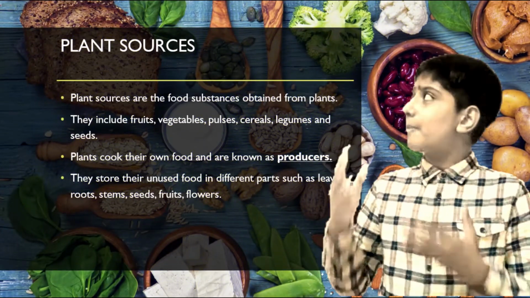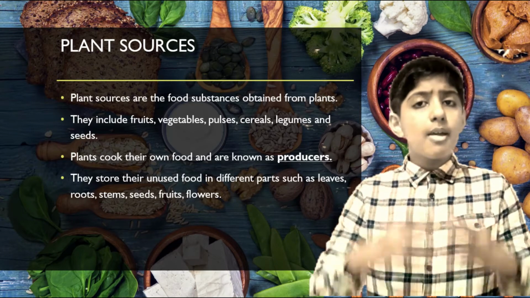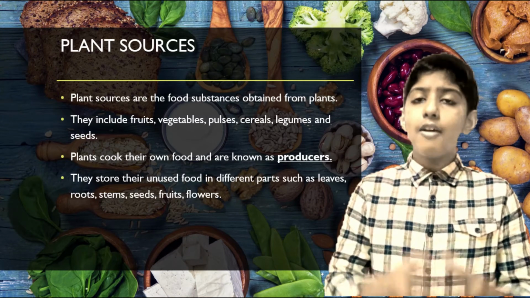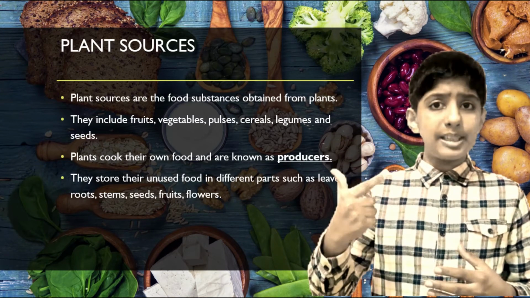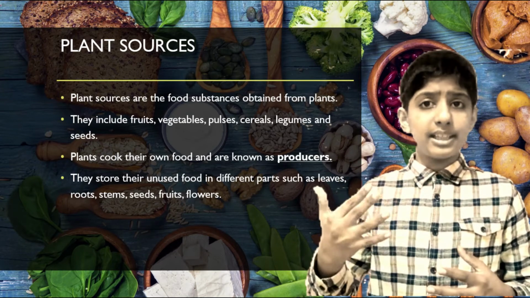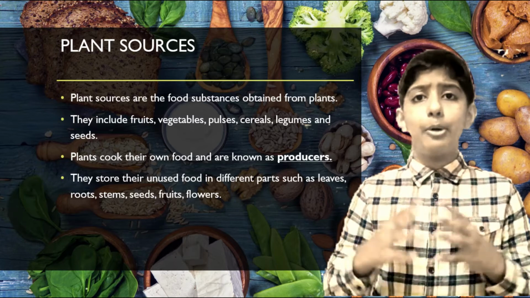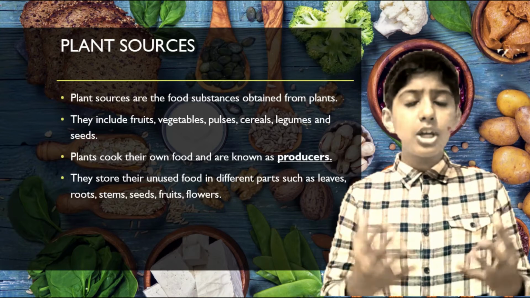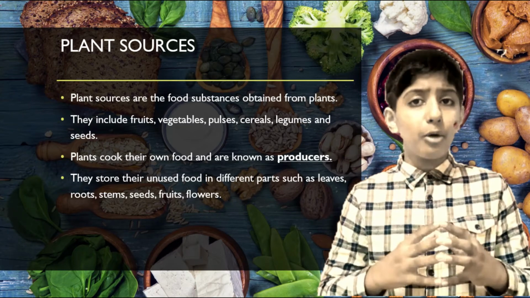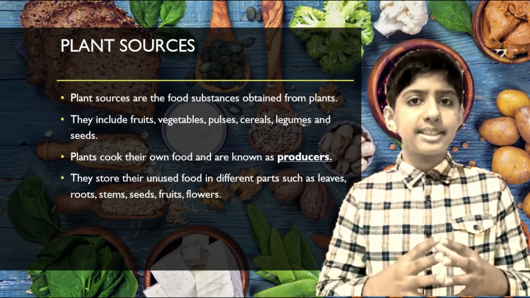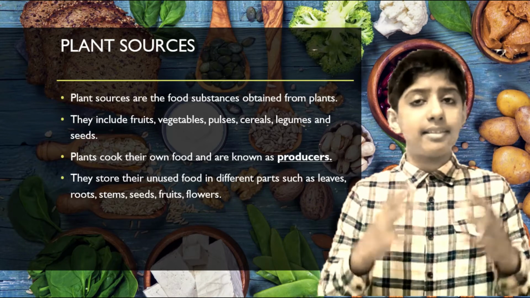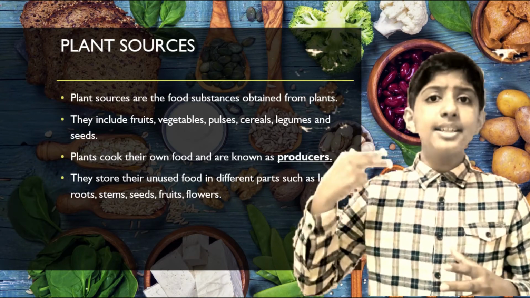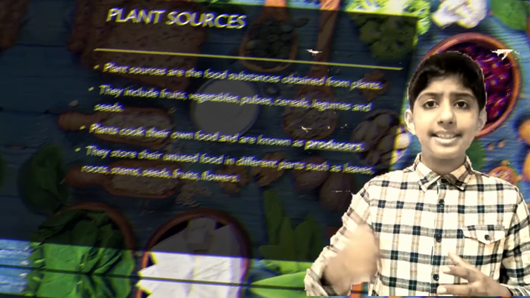Now let us learn about plant sources of food. Plant sources are the food substances that are obtained from plants. For example, fruits, vegetables, legumes, grains, cereals, pulses, seeds and many more. Plants are known as producers since they perform photosynthesis to cook their own food. Now, the unused cooked food by plants is stored in various parts in them. For example, in their fruits, flowers, leaves, stems, roots, seeds and many more.